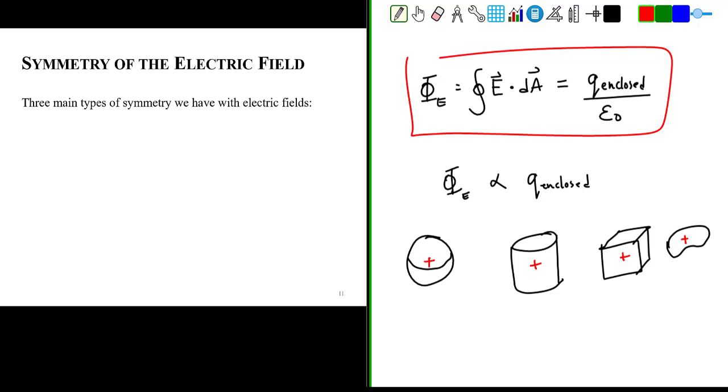So in talking about symmetry, there are three main types of symmetries that we have with electric fields. We have cylindrical symmetry. Cylindrical symmetry is a symmetry of an electric field that is symmetric, usually about a very long line of charge. That line of charge is so long, it is infinitely long. And what happens in that situation is you get an electric field that is cylindrically symmetric.